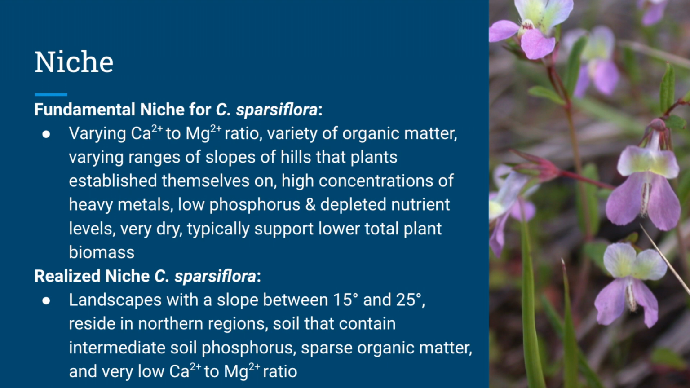After being introduced to herbivores, their realized niches consist of landscapes that have a slope between 15 to 25 degrees. They favor soil that has an intermediate amount of phosphorus, sparse organic matter, and a very low calcium to magnesium ratio.